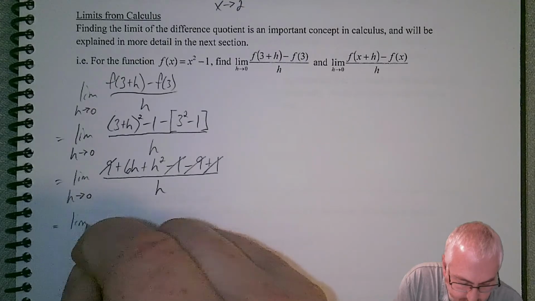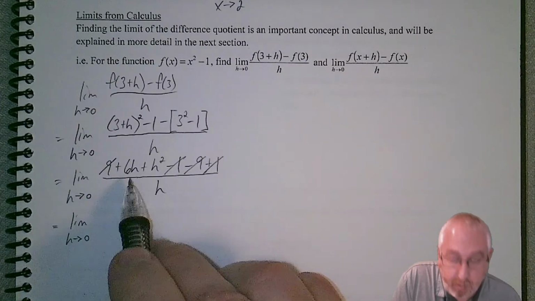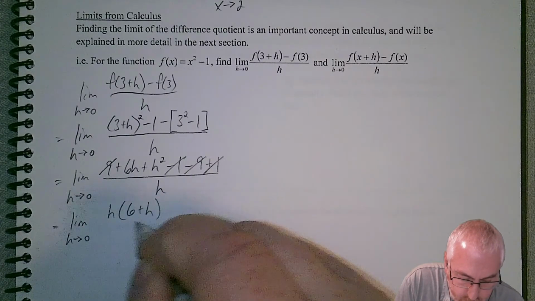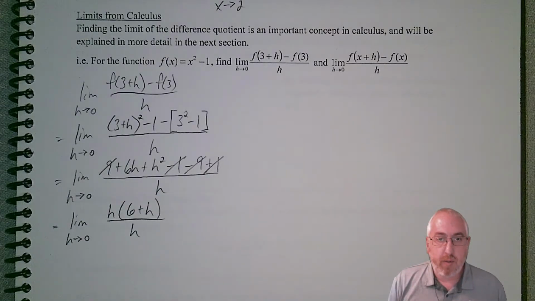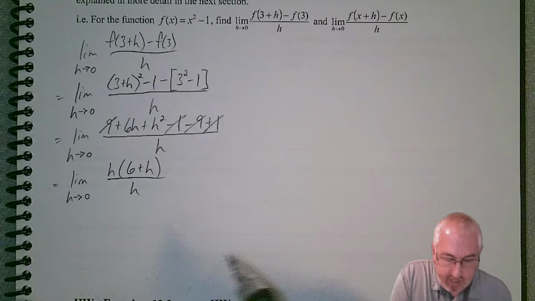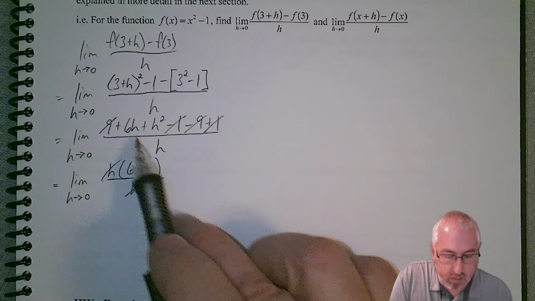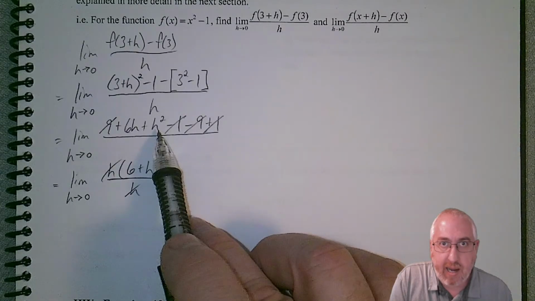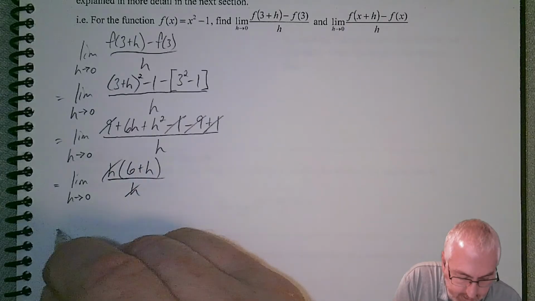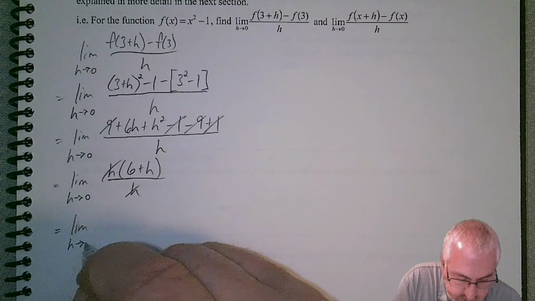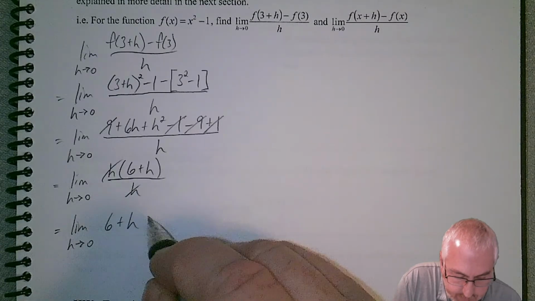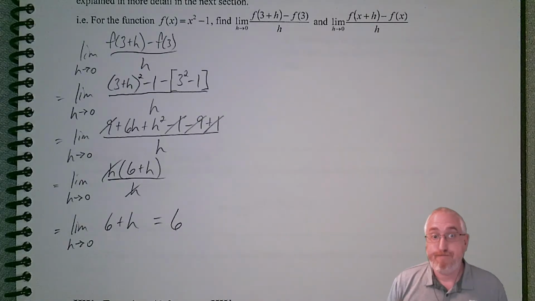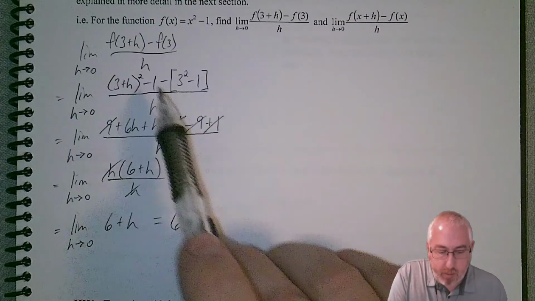And if you look carefully, you can pull an h out of the top. So if you pull that h out of the top, now you can cancel those out. So be careful. Don't just try to cancel up in here. It's very easy to omit canceling out of that h squared, so be careful. And so now you have the limit as h approaches 0 of 6 plus h. And if you plug in doing direct substitution, your limit is 6. So not too bad when we have a constant in there.